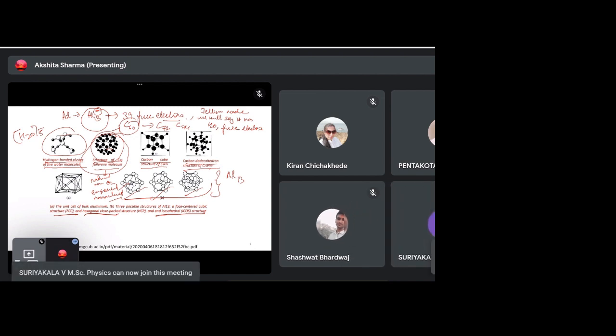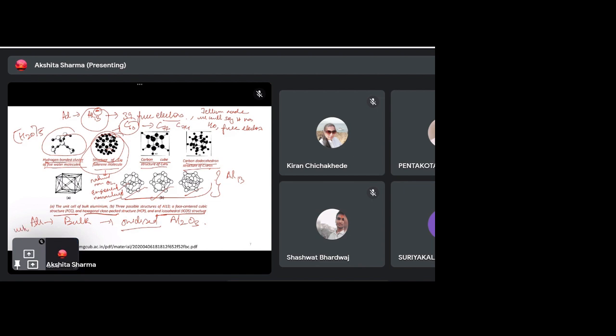Fine. So what is one of the properties of this cluster Al13? We see aluminium is a metal. In bulk, it gets oxidized, right? It forms Al2O3. But when aluminium is in cluster form, it prevents oxidation. That is one of the characteristic properties of clusters.